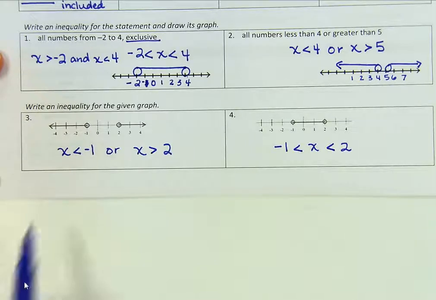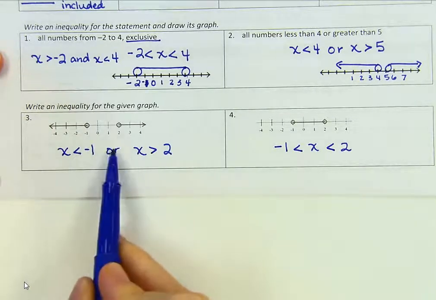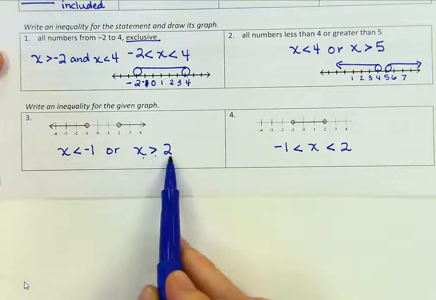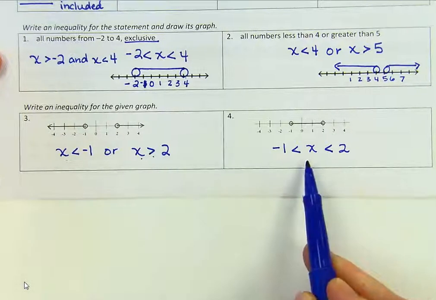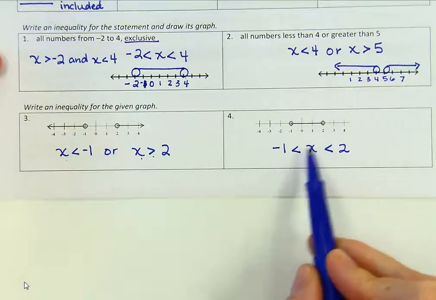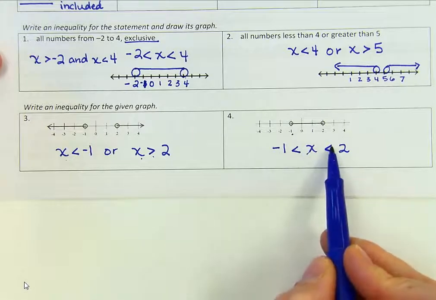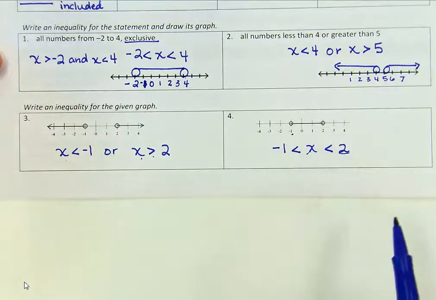Okay, check your answers. For this disjunction, we have an or. So it is x is less than -1 or x is greater than 2. And for number 4, we have a conjunction, and we have x in the middle. So x is greater than -1, x is less than 2.